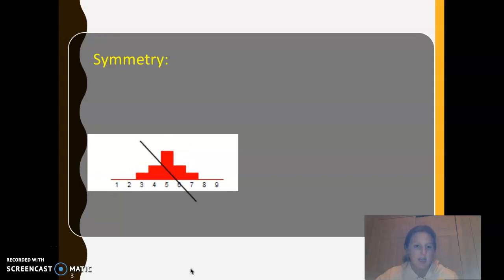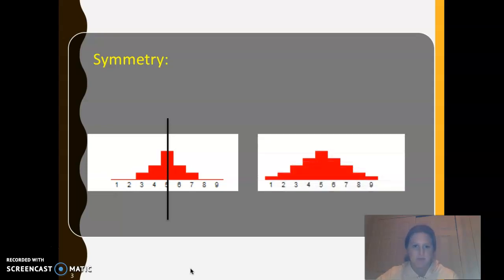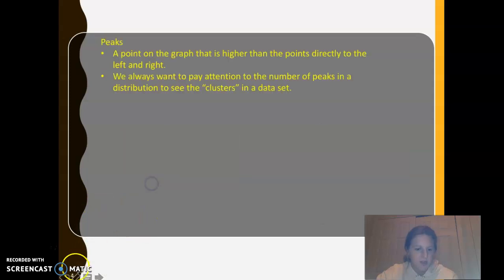So if I draw a line straight down the middle here, or if I folded this piece of paper in half, the data set on the left would look the same exact way as it does on the right. And here's another example with just more data points. These two are both histograms, you can see, and they are both symmetric. So pretty basic. I'm going to try to draw here. Everything on the left. Here we go with my pen.